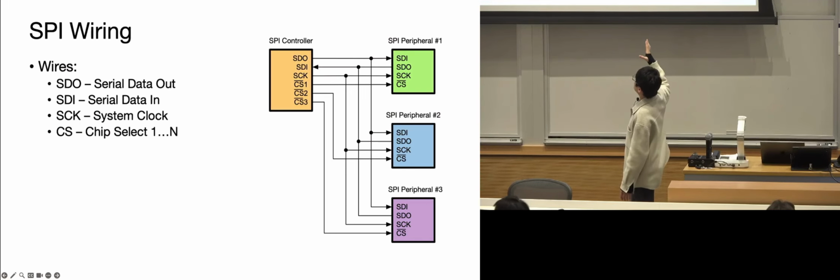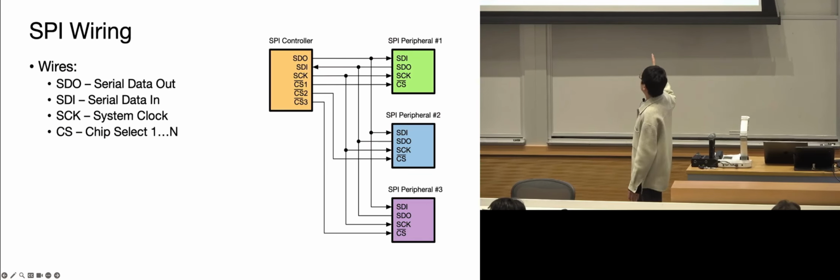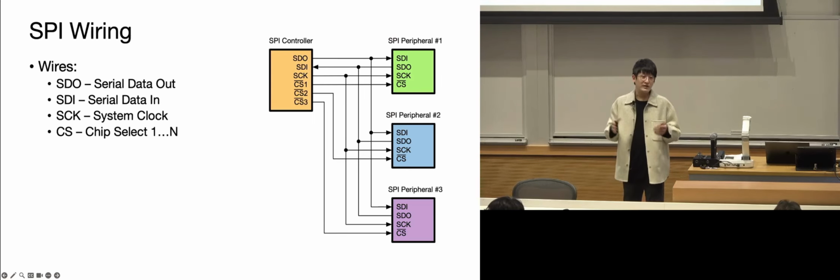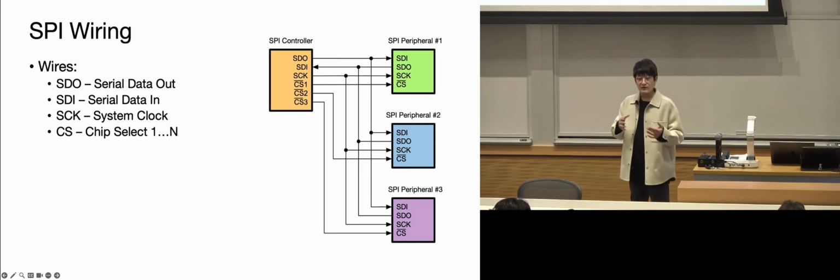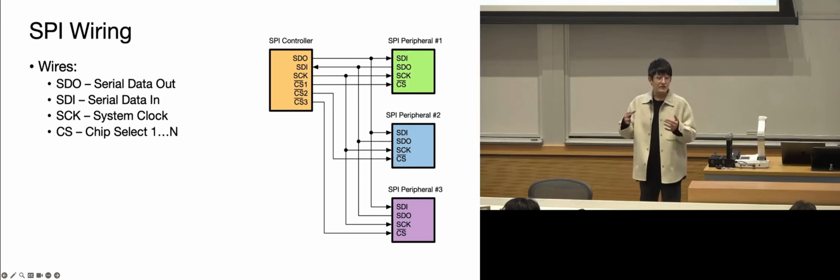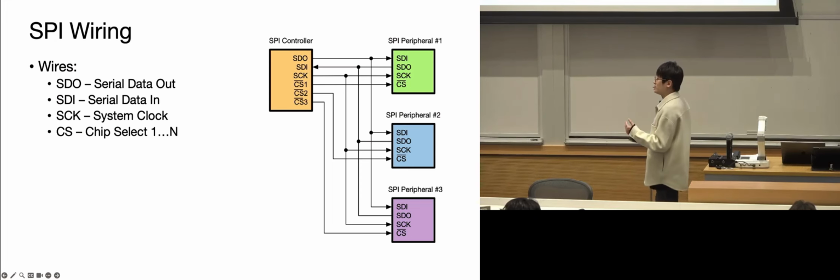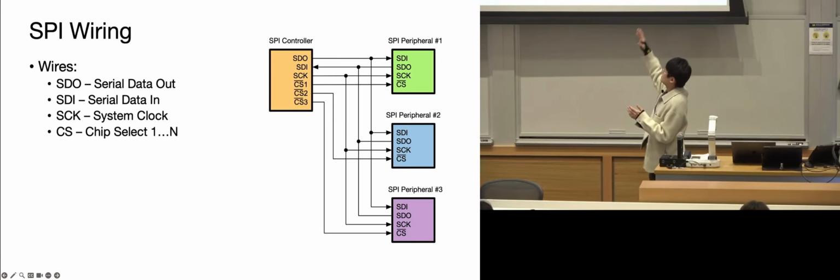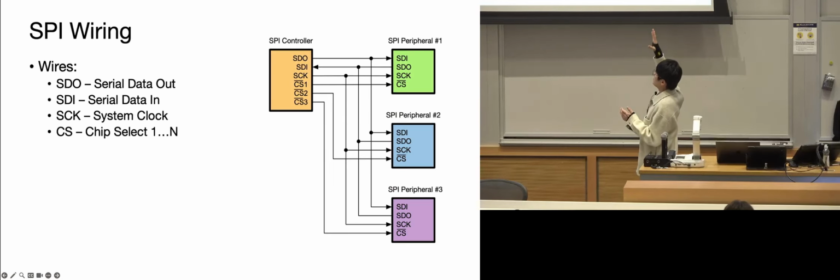SDI and SDO are always stated from the perspective of the device. So you might also hear master in, slave out, and master out, slave in pins. These are essentially the same thing. You can think of the controller as the master device, and the peripheral device as the slave device, because it's one-to-many communication.